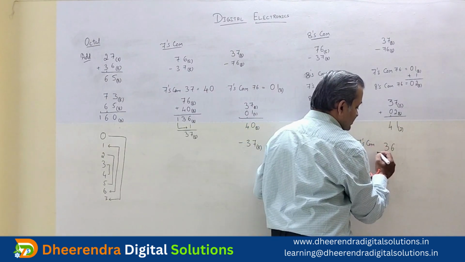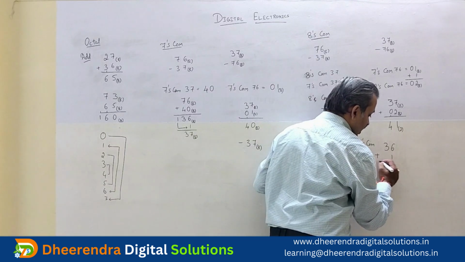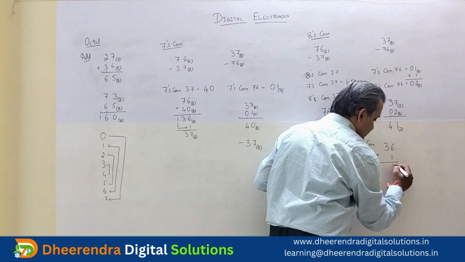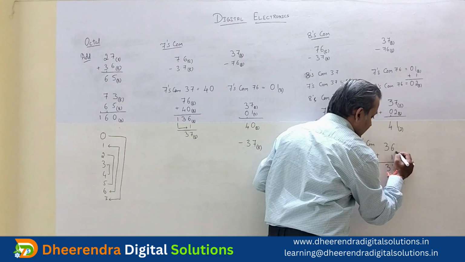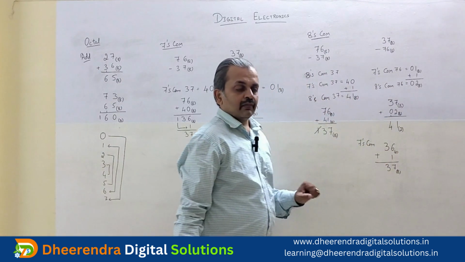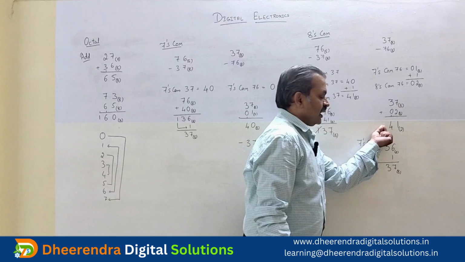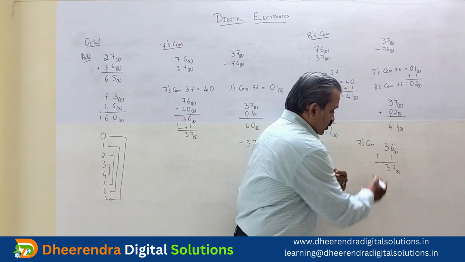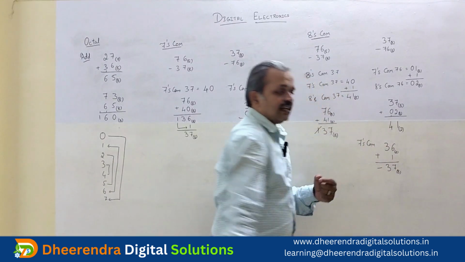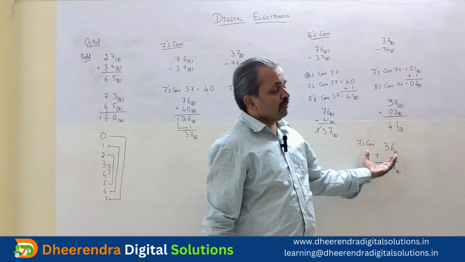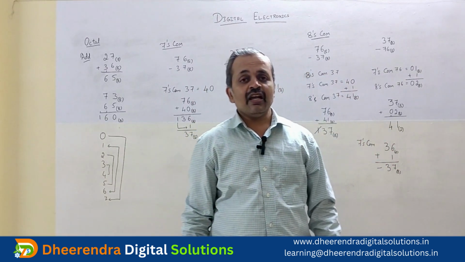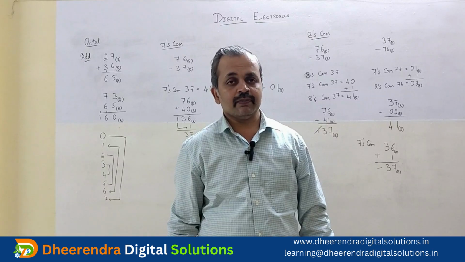But what we need to take is the 8's complement. So we need to add 1 to this. This becomes 7 and this becomes 3. 37 to the base 8. Now, we know the carry was not being generated, so this is a negative number. Right? So this is how we come up with the 7's complement and 8's complement of the numbers.